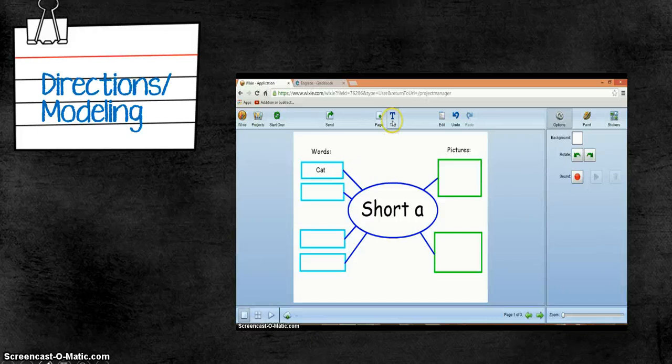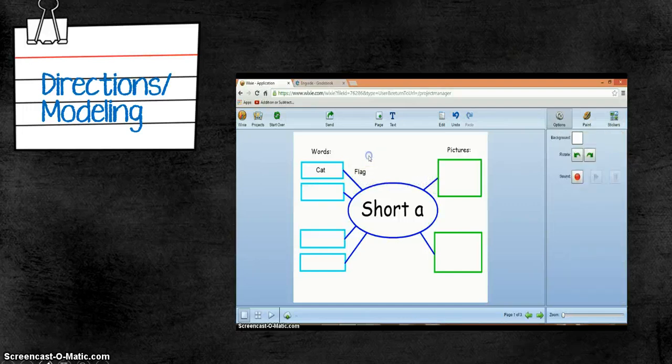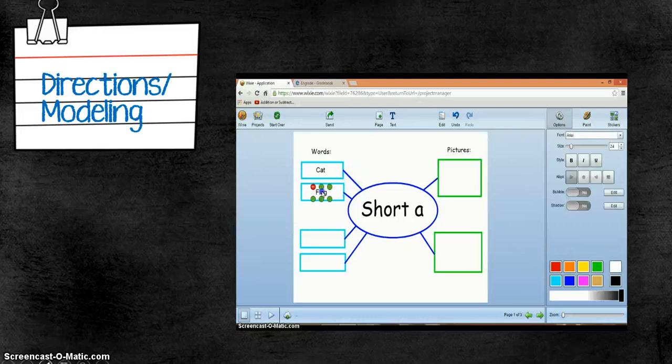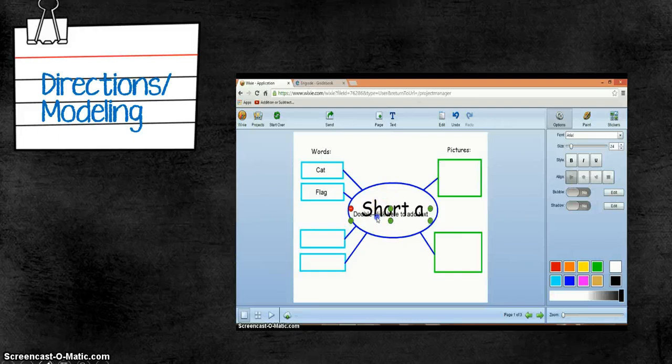So just something simple like this. It's not flipping a whole lesson. It's just flipping maybe 10 minutes of your day, but that's an extra 10 minutes you can spend doing something more productive than repeating directions over and over. So it just saves you a little time and a headache if you are tired of repeating yourself.